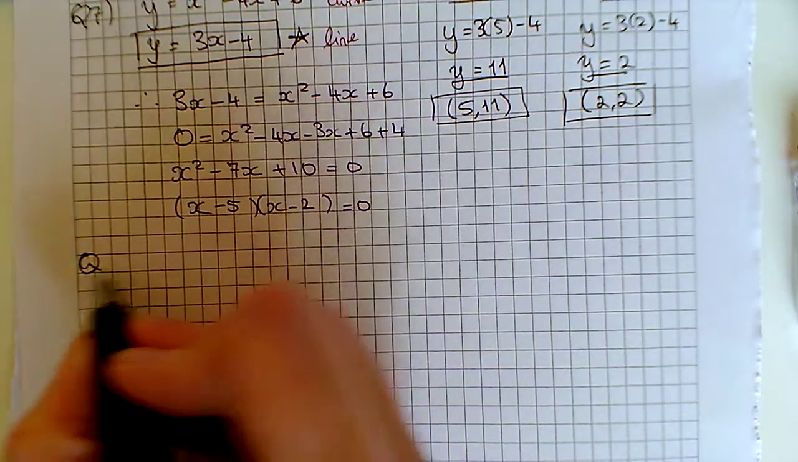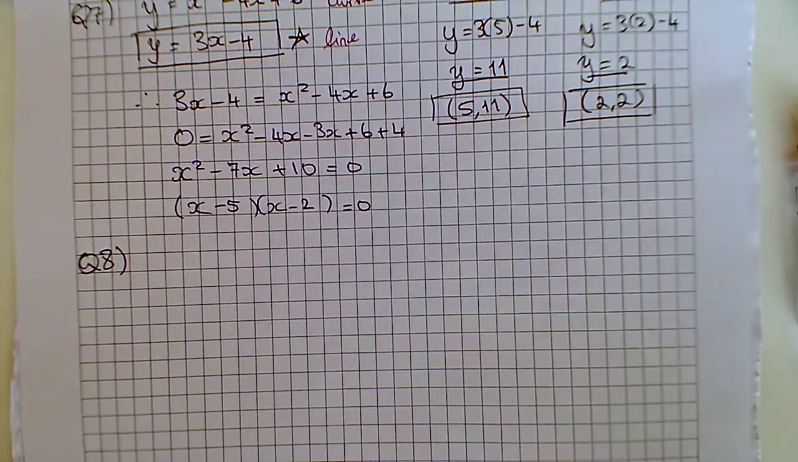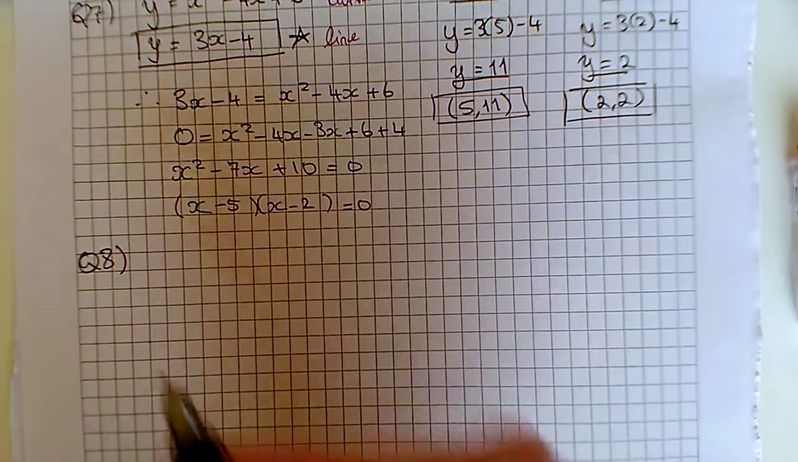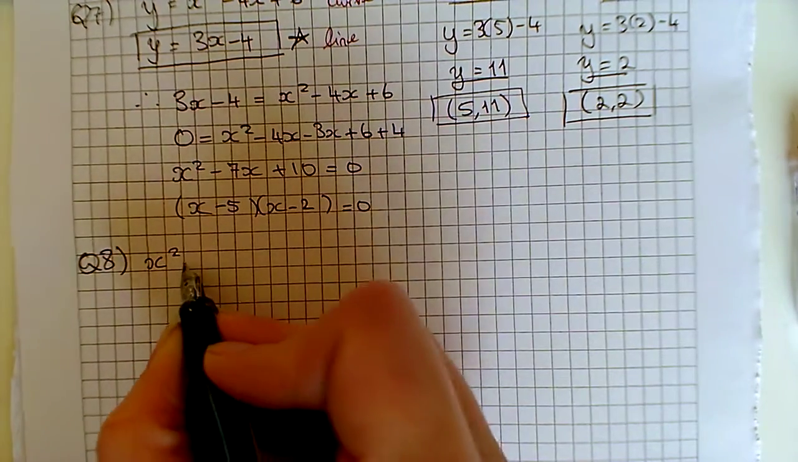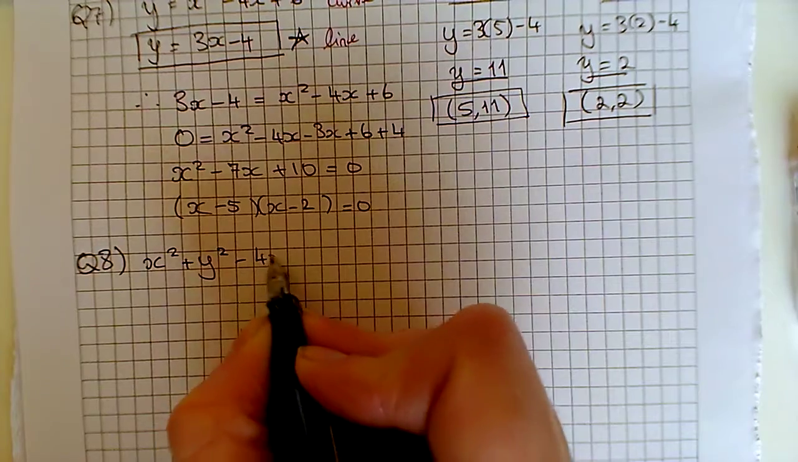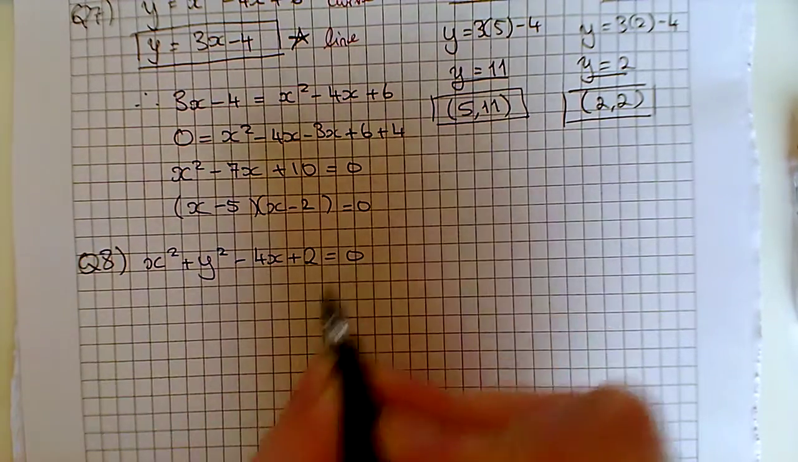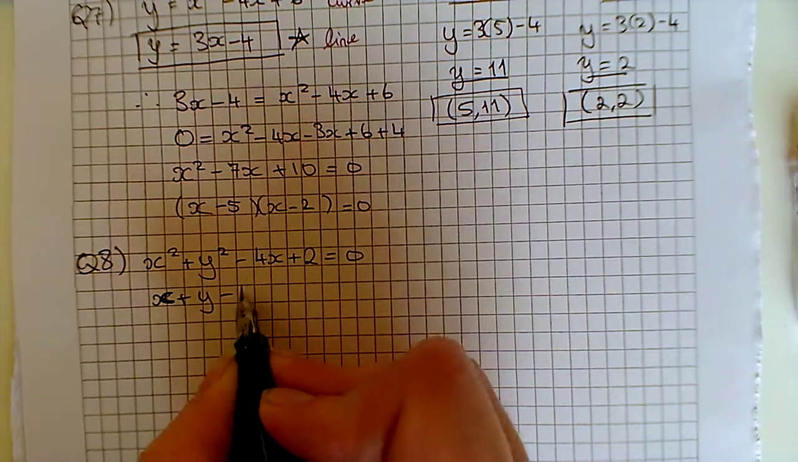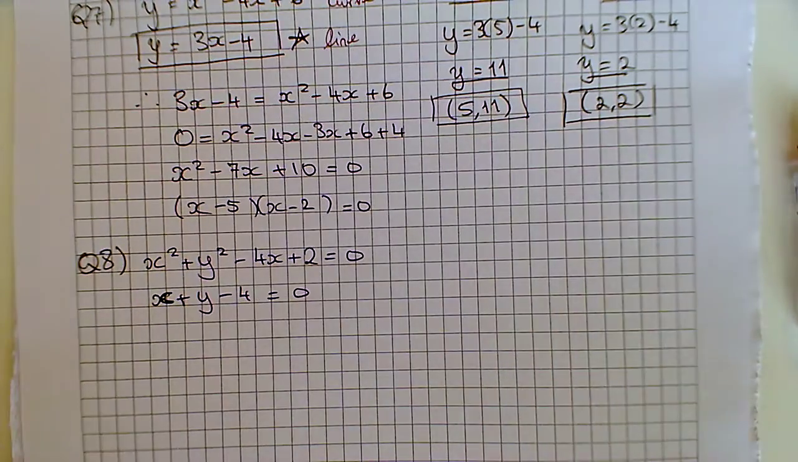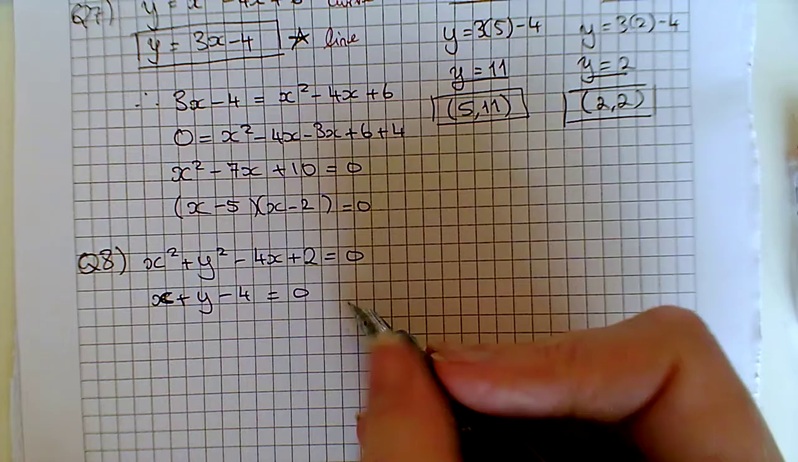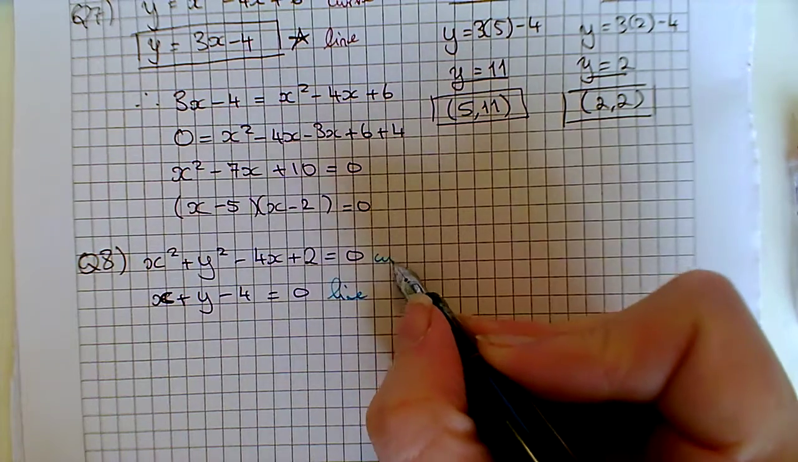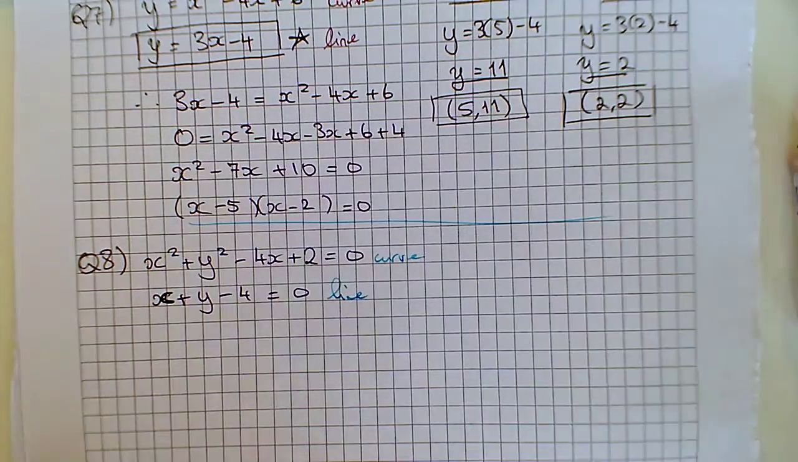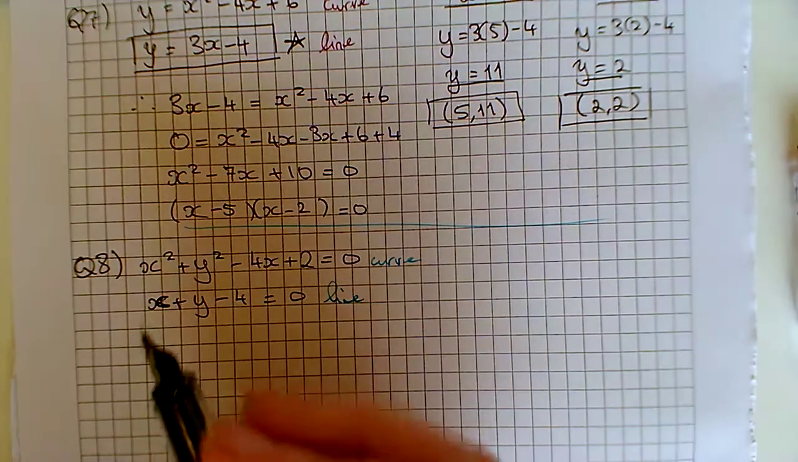There's quite a few of them, so I'm going to move briskly through them unless there's anything different to talk about. Question 8, we have a circle, x squared plus y squared minus 4x plus 2 equal to 0, and we have a line, x plus y minus 4 equal to 0. So we identify our line and our curve. There's no power here, so this is my line, and this is my curve. And then we rewrite one in terms of the other.